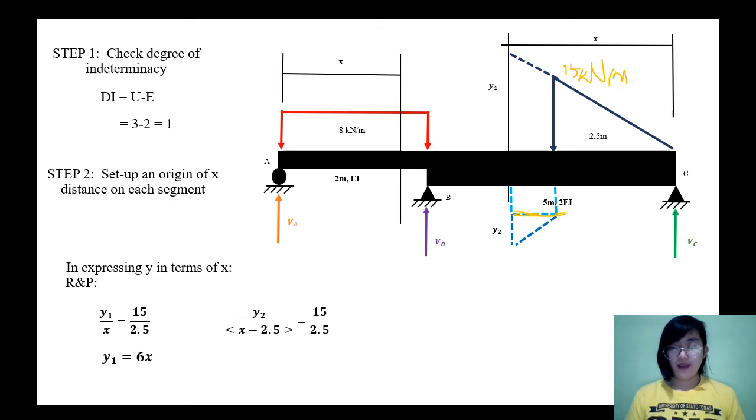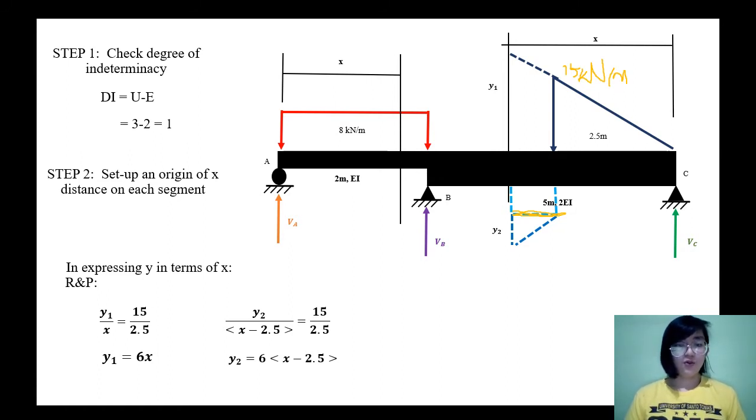Ano yung length na yan? So, this is 2.5. This is x. So, x minus 2.5 will give the length of the small triangle. So, y2 over x minus 2.5 equals 15, this one, over the base, which is 2.5. So, we will get y2 equals 6 times x minus 2.5.